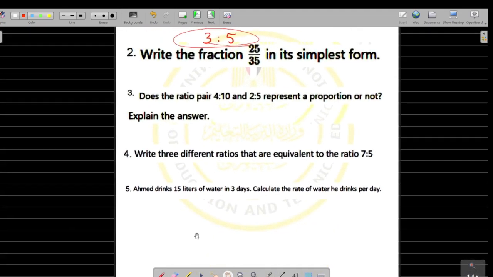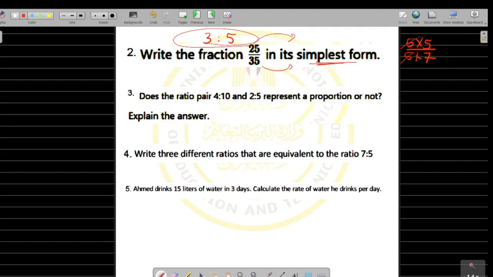Write the fraction 25 over 35 in the simplest form. Look, you have to break it down to its primes. So 25 here is what? 5 times 5. And 35 is 5 times 7. Those are the prime factors of the numbers 25 and 35.